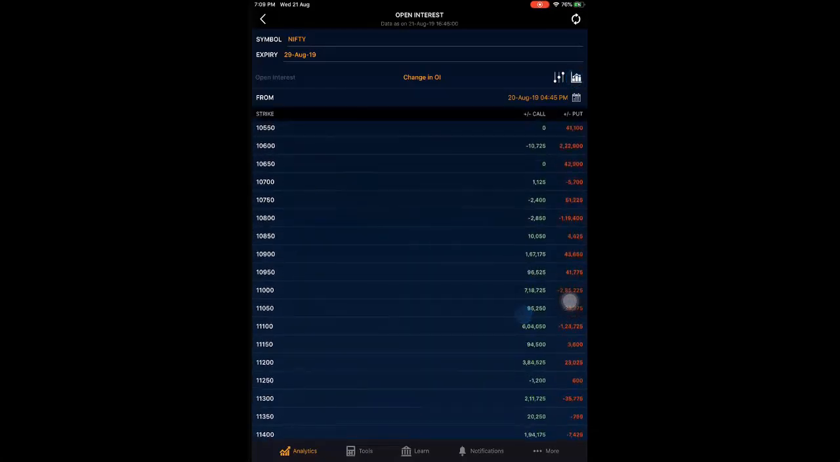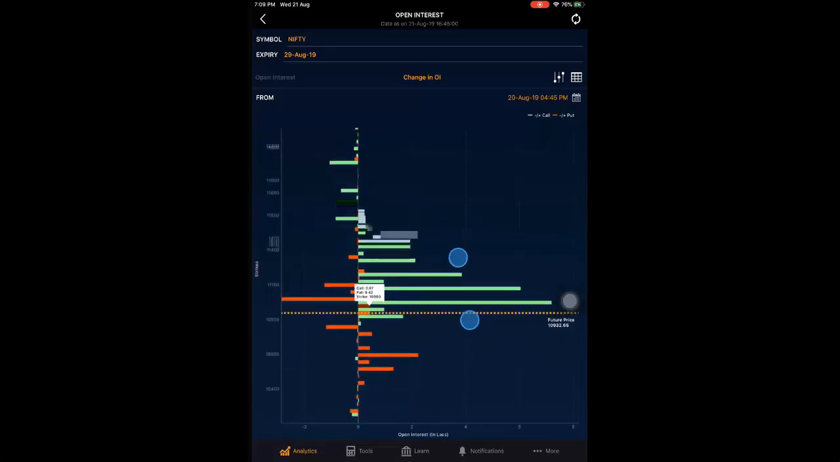You can see the table view. You can see the increase and decrease in the numbers if you want to go and see the table view. So this way you see. Now if you want to say why you need to know the change in OI from the custom time.